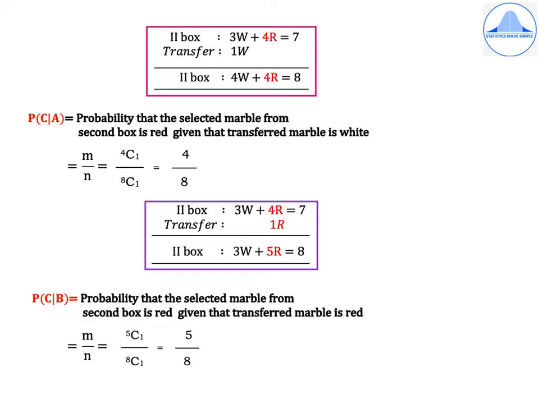Probability of C given B is equal to probability that the selected marble from the second box is red, given that the transferred marble is red, which is equal to M divided by N. So now in the second box there are totally 5 red marbles which I have highlighted in red color, and you have to select only 1 red marble out of 5. So it is 5C1 divided by the total number of marbles in the second box, which is 8, and you have to select only 1. So it is 8C1 in the denominator, which simplifies to 5 by 8.